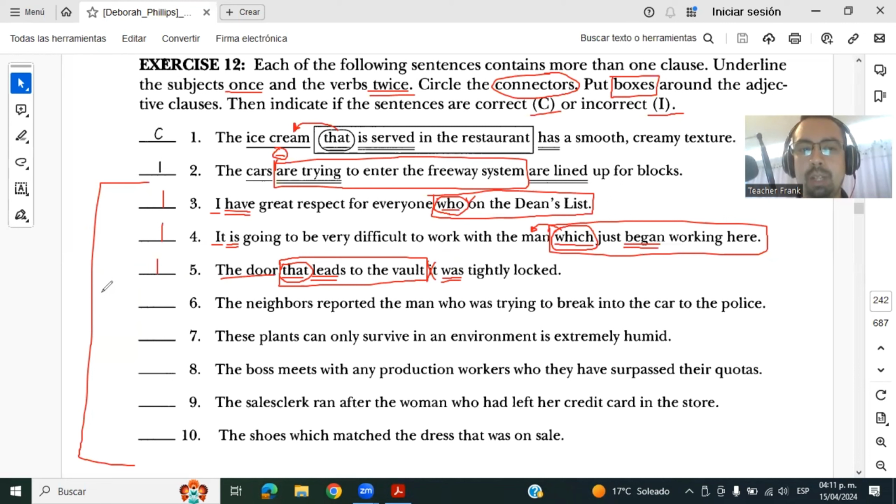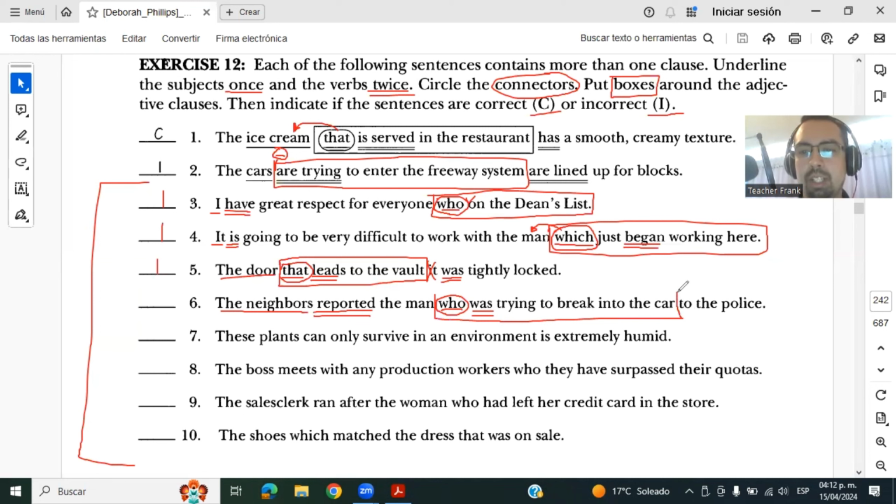Okay, let's go with number 6. The neighbors reported the man who was trying to break into the car to the police. Okay, and this is where we get a little bit mixed up with the passive and active, right? So the neighbors reported, the man reported, who or what reported? The neighbors, right? "Who" is going to be my connector and also my subject, "who was trying," yes, "was trying," that's the verb. And this is describing the man, right? The man who was trying to break into the car.